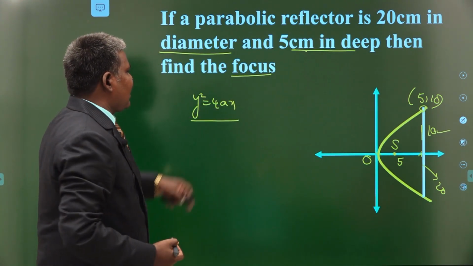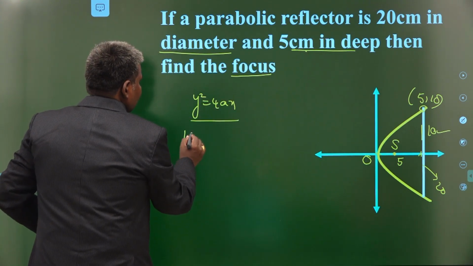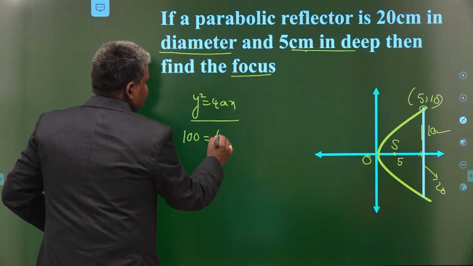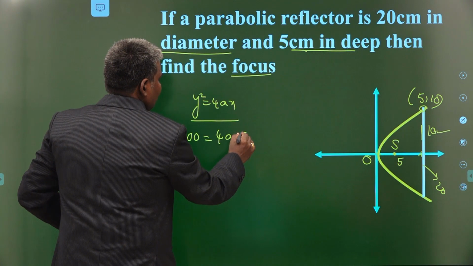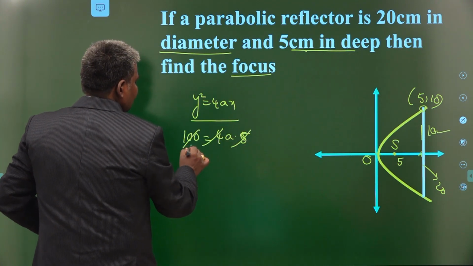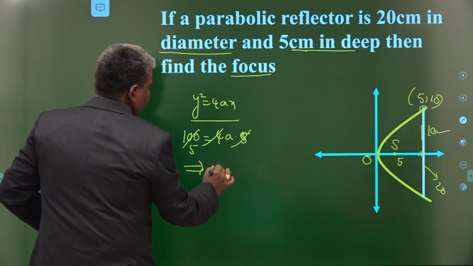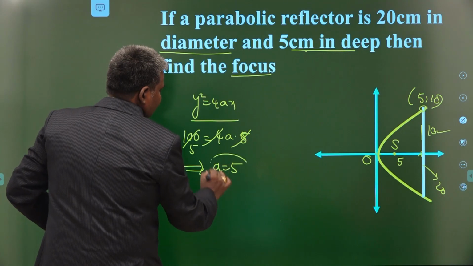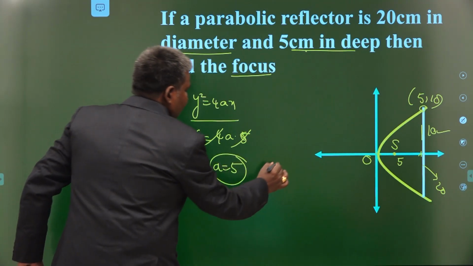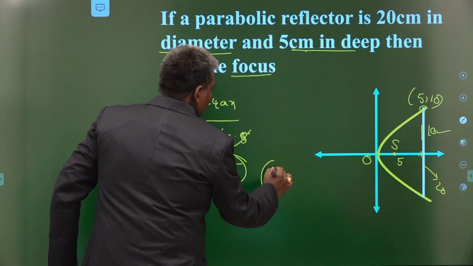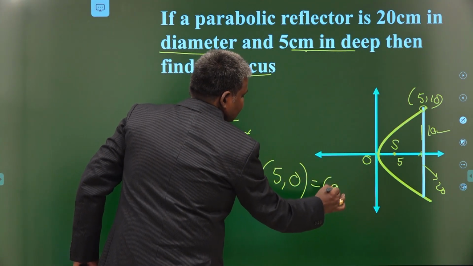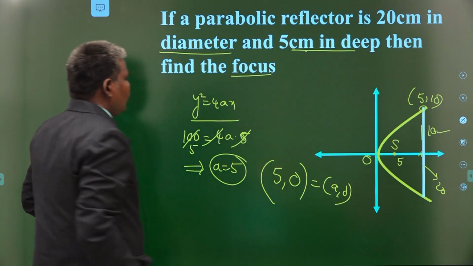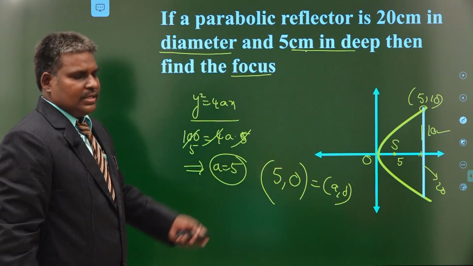Now 5, 10 lies on my parabola. Substitute, we get 10 square, that is 100, is equal to 4a times 5. 4 fives are 20. 20 cancels out in 100, 5 times. So the value of a is equal to 5. Once you know the value of a, for the standard form of the parabola, the focus is what? 5, 0. This is a, 0.